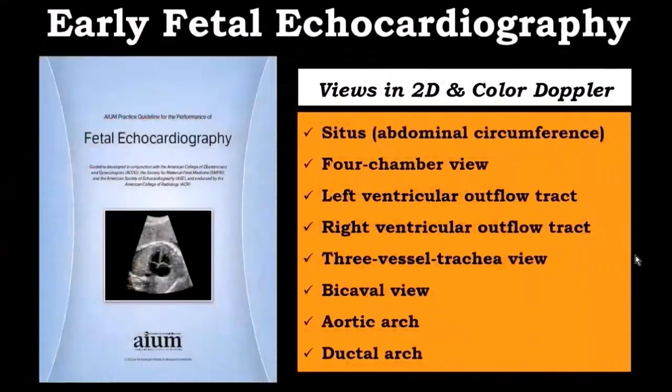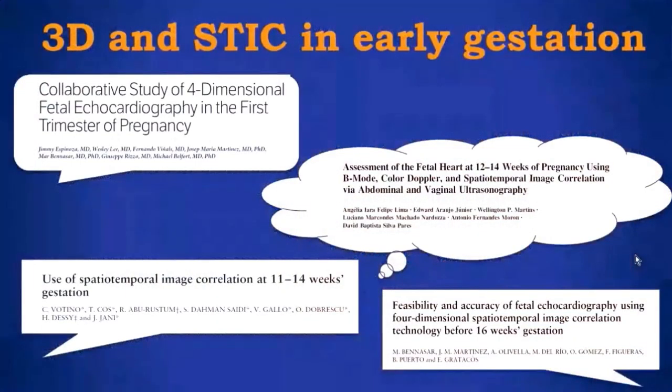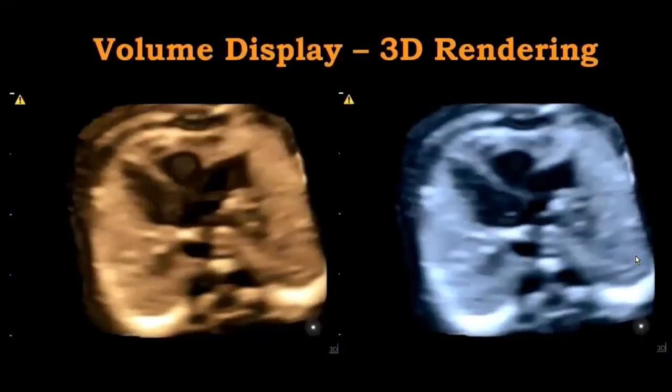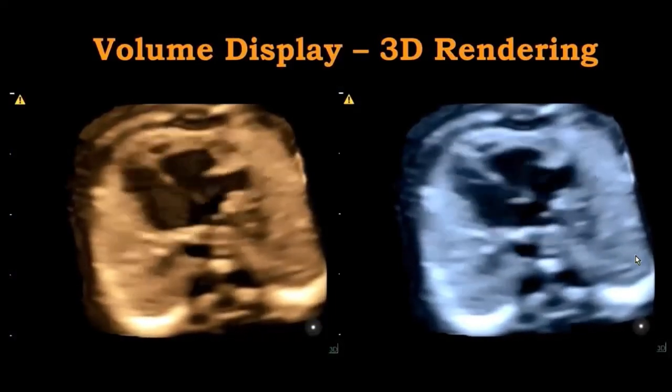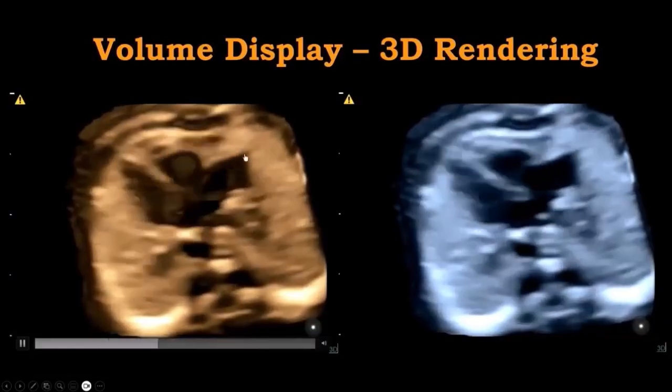So the early fetal echocardiogram is not different from what we are doing later. These are the views that you all know very well if you perform the fetal echocardiography in the second trimester. They should be evaluated using color and using 2D. And I think for fetal echocardiogram diagnosis, there is a lot of information in the literature that the 3D and STIC technology can definitely help when you perform these exams. And this is just a few examples of how the 3D rendering can help to visualize the anatomy of the heart.